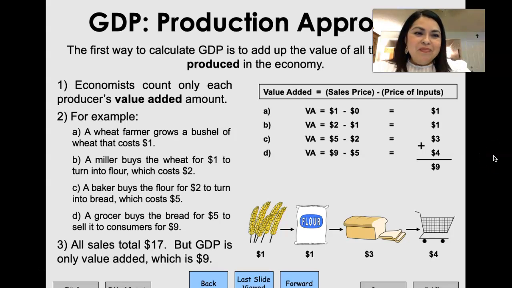Okay, so this is part two of the GDP presentation that I have.